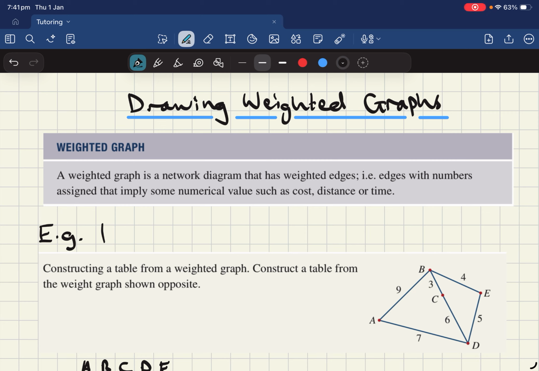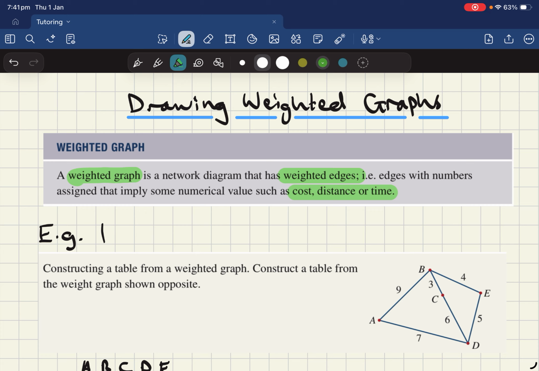So today we're going to practice drawing weighted graphs. We've discussed these in previous videos, but I've got here the definition again. When we talk about a weighted graph, it just means a network diagram that has something that we call weighted edges. So each edge has some kind of quantity or numerical value associated with it. Here they've got examples of cost, distance, or time.